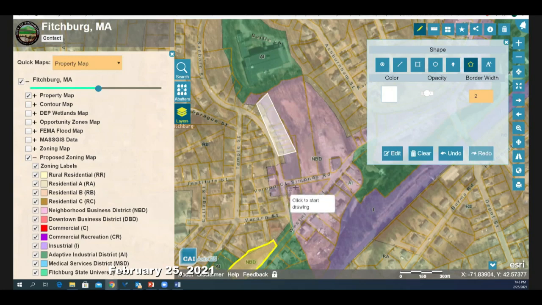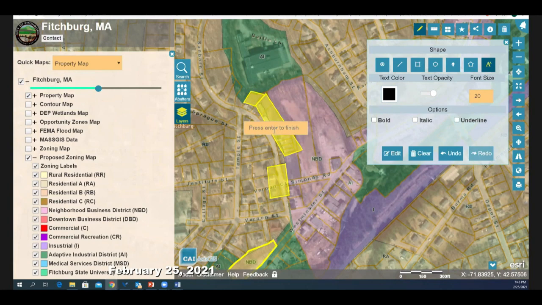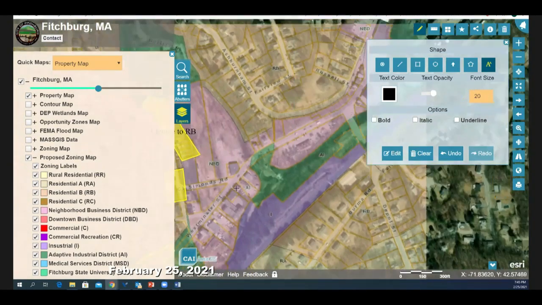Actually, I'm going to change the color there, and you'll know why later. Let's go yellow. Yeah, it might be the one above that too. Thanks for being patient, everyone. No, at least you have the polygon to work with. And so that would be changed to RB, which is similar to the areas around it. Good.